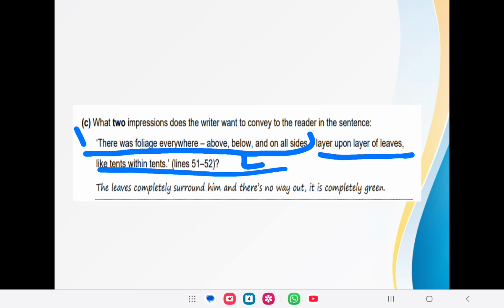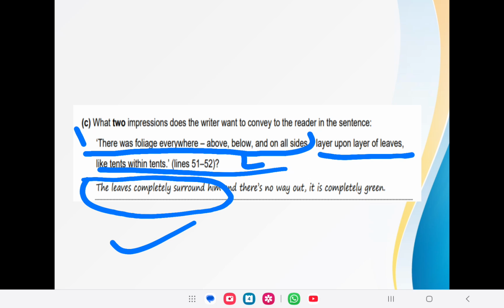What is the impression that the writer is trying to create from this line? Even if you don't understand the word foliage, the word leaves is going to convey the meaning for you. So the candidate has written: the leaves completely surround him. That is the first impression, and you will get 1 mark for this. Leaves basically is greenness, foliage. Though he had leaves on all sides and he was surrounded by leaves, this conveys the meaning that he was inside the tree and leaves were all around him.